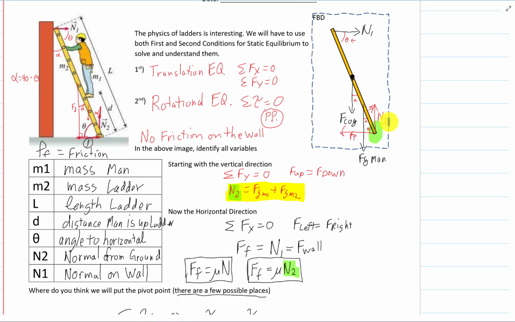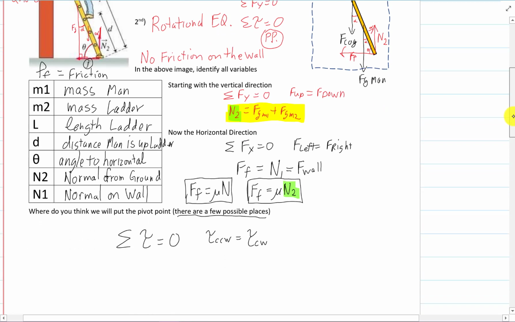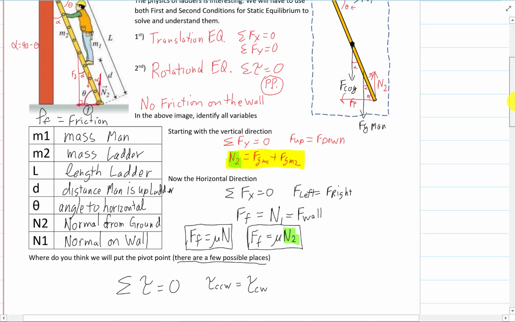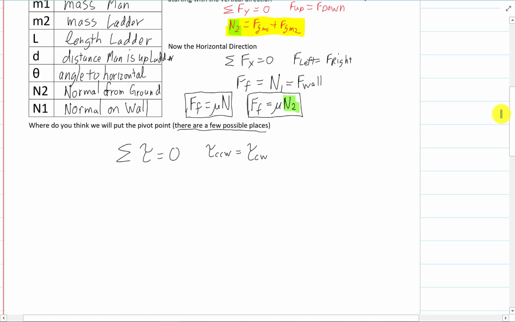But another option is putting it up here. That'll be a sum of 4 torques. So it's your choice, but I recommend doing it at the bottom because that means there's only 3 torques. So you take a look at it. The torque of the wall, if the pivot point's down here, the torque of the wall has to equal the torque of the man and the torque of the ladder. And that's where we'll leave it up.